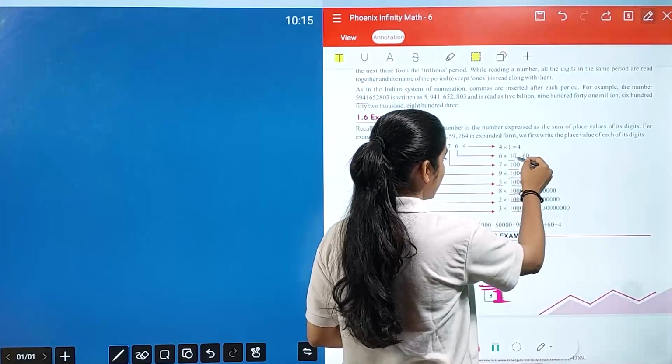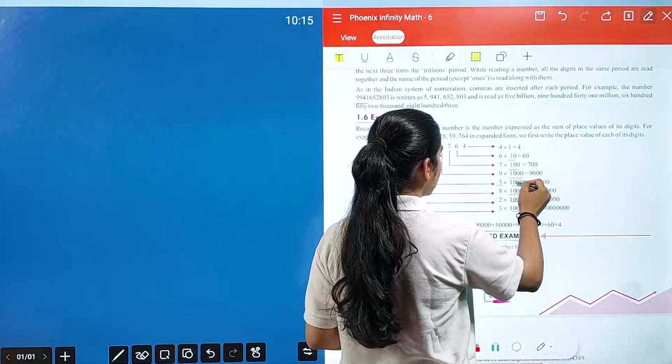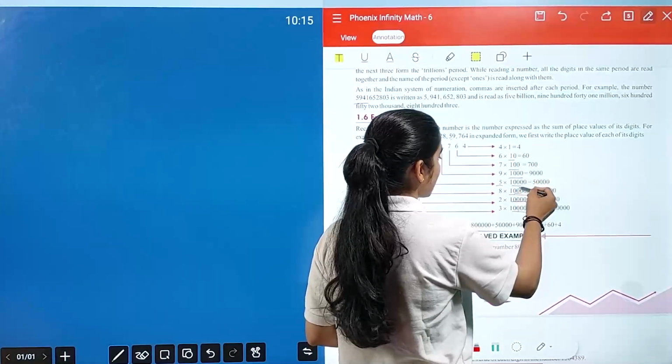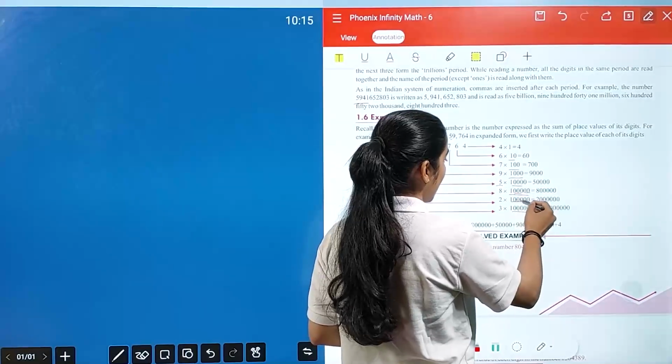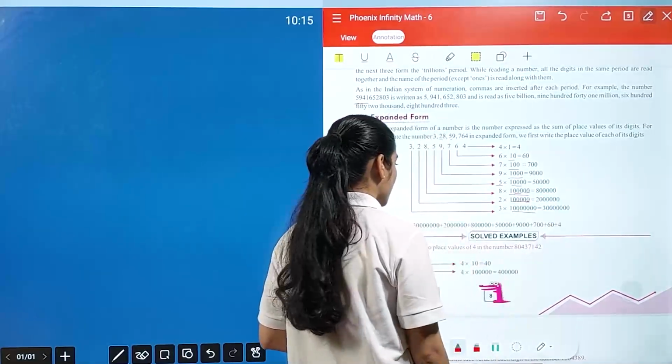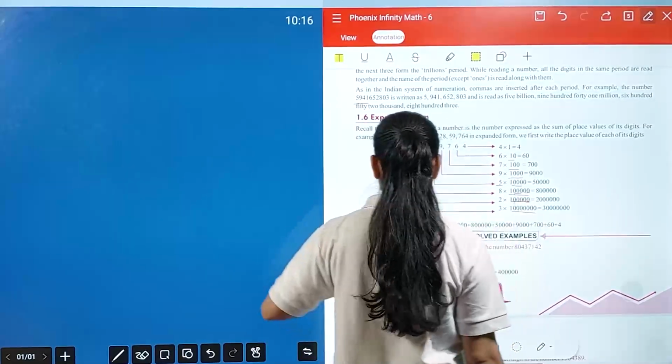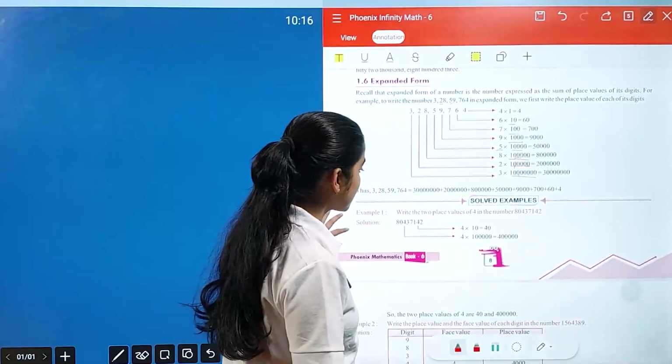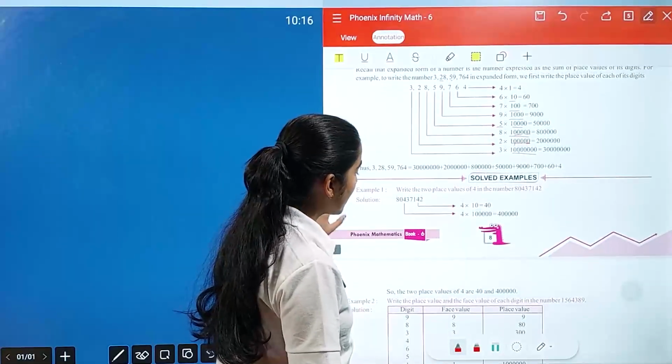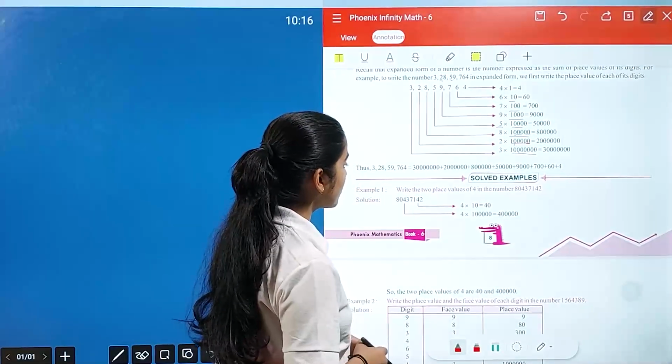So ones, tens, 100, 1,000, 10,000. After 10,000 we have 1 lakh, 10 lakh. After 10 lakh we have 1 crore. So this is your 10 lakh. Now write the two place values of 4 in the number.